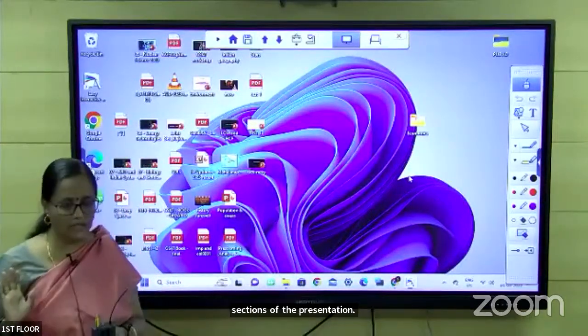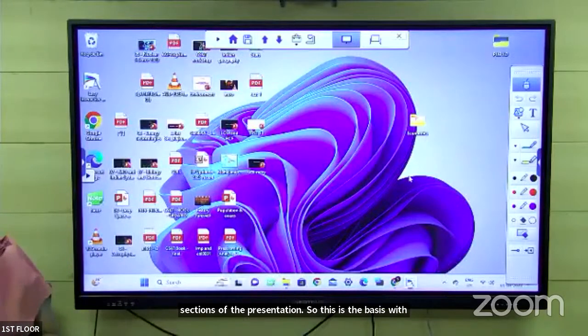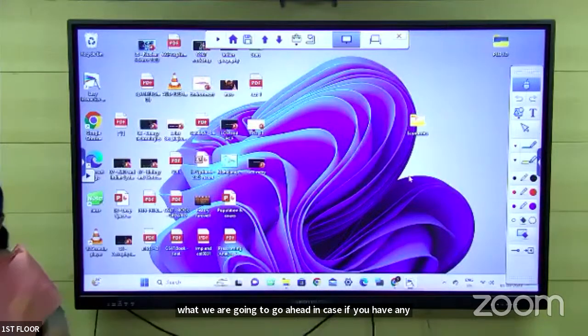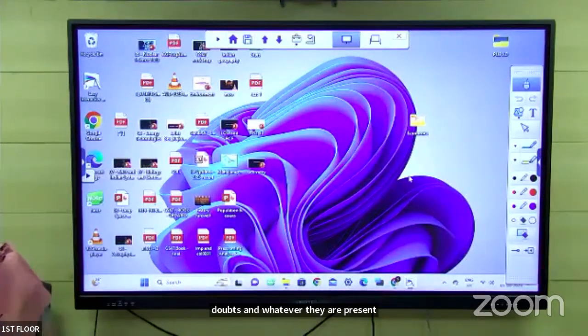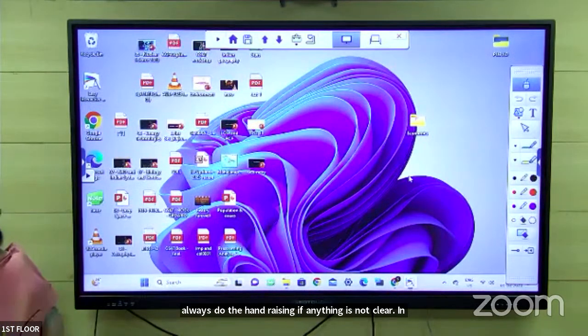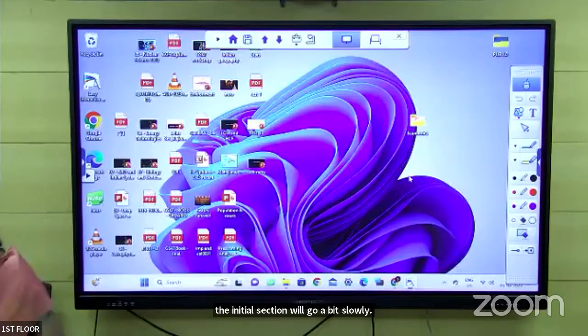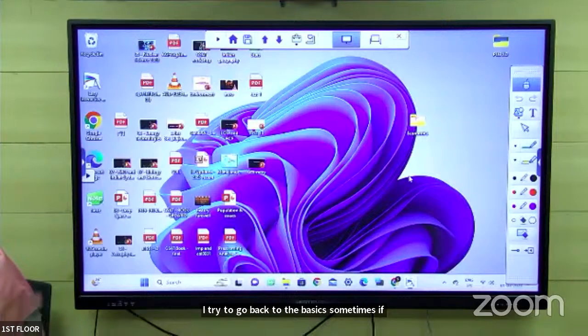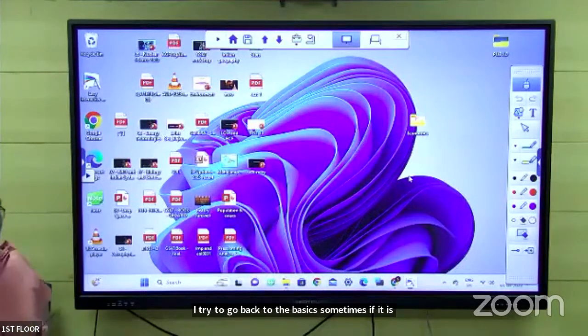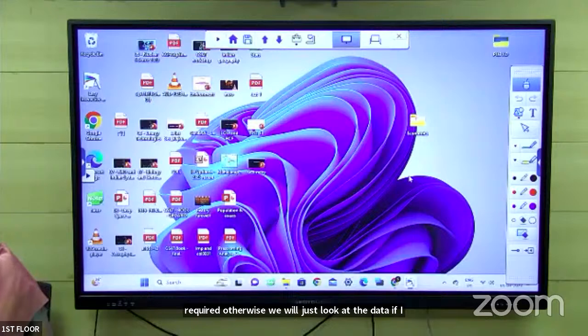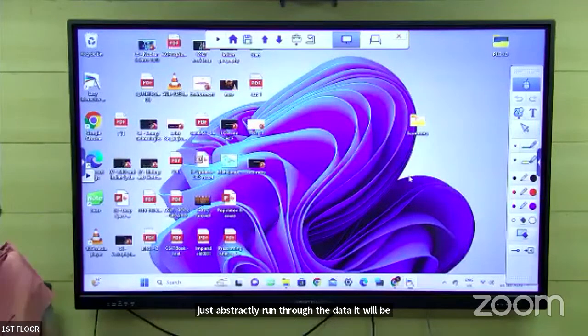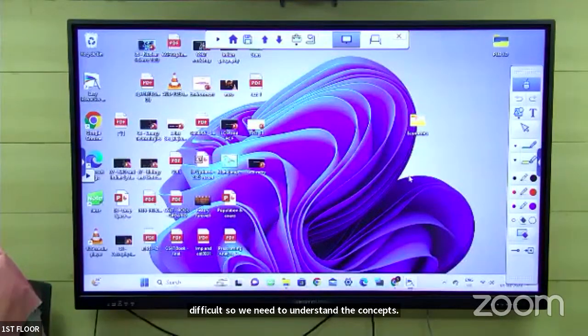So this is the basis with which we are going to go ahead. In case you have any doubts in whatever they are presenting, please raise your hand. And online students, you can always do the hand raising if anything is not clear. In the initial section, we'll go a bit slowly. I'll try to go back to the basics sometimes if it is required. Otherwise, we'll just look at the data. If I just abstractly run through the data, it will be difficult. So we need to understand the concepts, then get back to the numbers. So that will be the exercise.